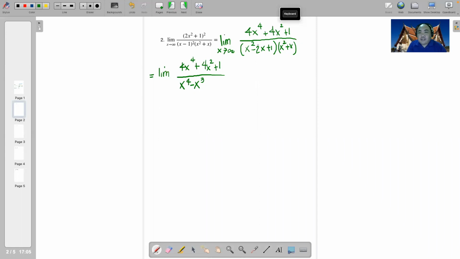And then next we have negative 2x times x, that's negative 2x squared, plus 1 times x squared, that's x squared. So negative 2x squared plus x squared gives you negative x squared. And the final term, we have 1 times x. As x approaches infinity.